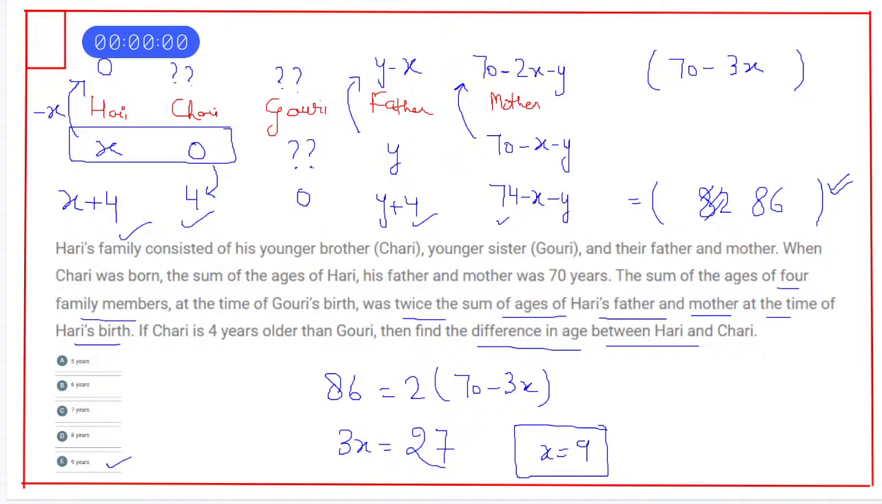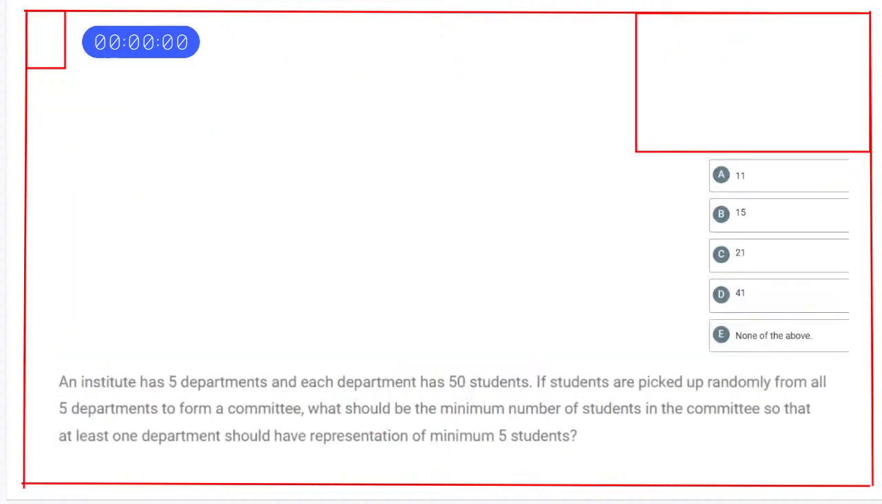Everything sorted. Moving to the next question. Is this clear? It is 86. Basically, 4 members each increase by 4. So there is an increase of 16 in 70, I can say. Okay. Moving to the next. This is the question. Try it out.